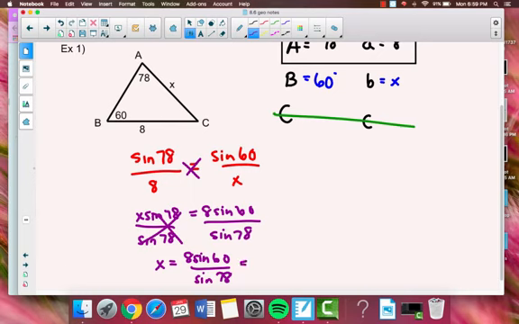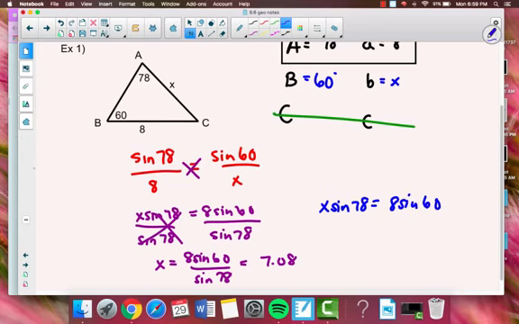And you should get, let's see, 8 sine of 60. Make sure your calculator is in degrees. Okay, divided by sine of 78, you're going to get roughly 7.08. Now, if you don't know how to do that, or like I said, if you have trouble typing in your calculator, you can always go back and change everything to decimal.